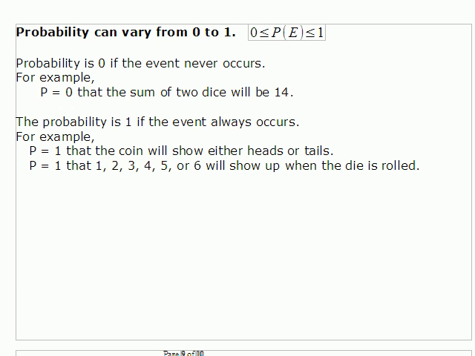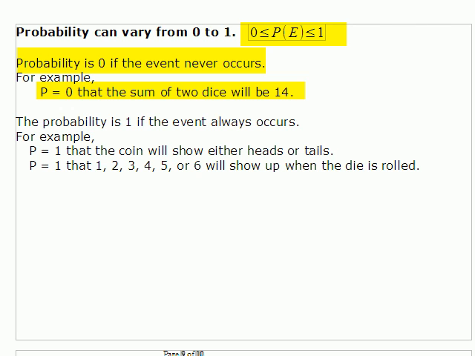So here's the basic rule of probability, which can also be used in calculations. And this rule is that probability can vary from 0 to 1, or in percent, it would vary from 0% to 100%. The probability is 0 for an event that can never occur. For example, if you're rolling a pair of dice and you want the sum to be 14, that can never occur, so the probability is 0. If you want to draw 3 of a kind from a deck of cards and you want all 3 of them to be red, no, that can't occur. Its probability will be 0.